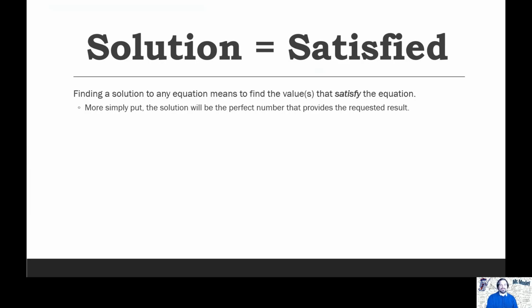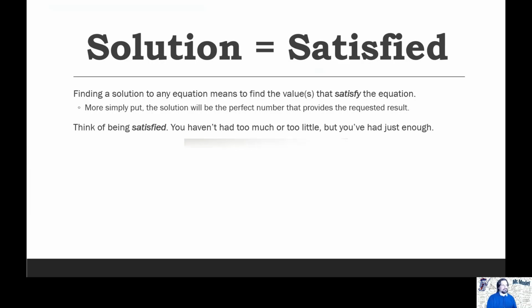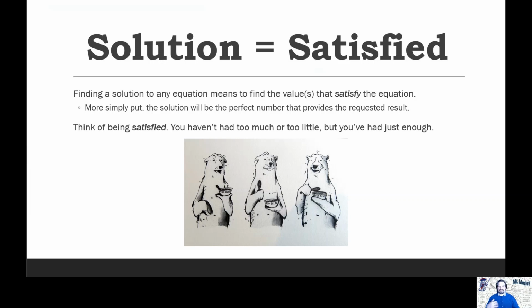More simply put, the solution will be the perfect number that provides the requested result, like the perfect match. Think of being satisfied. You haven't had too much or too little, but you've had just enough. It's kind of like Goldilocks and the three bears. One was too much, one too little, one was just right. You don't want the number to be too big or too small. It should fit just right and be the perfect thing.